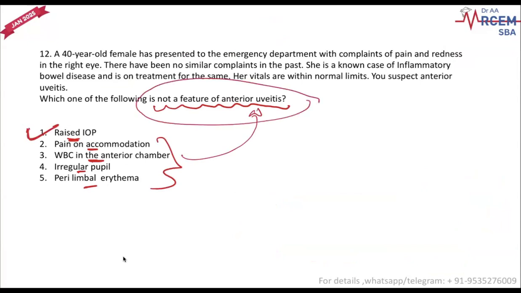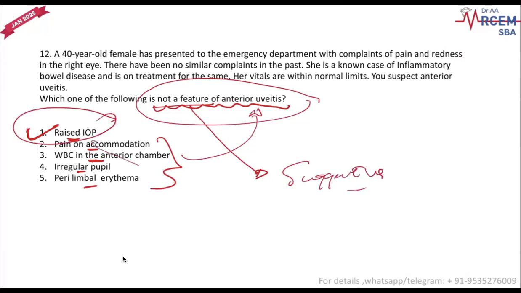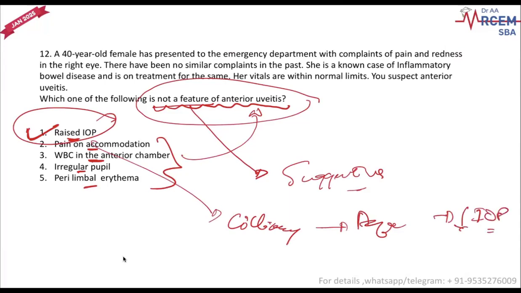The same question had appeared; instead of asking not a feature of anterior uveitis, they had changed it by asking which is not suggestive of anterior uveitis. Raised intraocular pressure is not suggestive of anterior uveitis because ciliary bodies are usually involved, which produce the aqueous humor, which will result in low intraocular pressure.